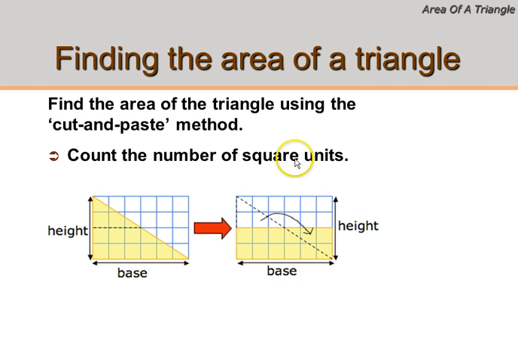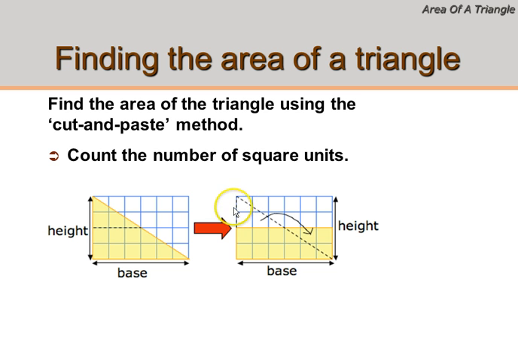Now the first method, the cut and paste method, count the number of squares. If you see very carefully, this portion here is exactly equal, bring it down here to this portion. So the area of this triangle is half of the area of this whole rectangle, right? By bringing this portion down, you can see that the yellow portion is now half of the overall.